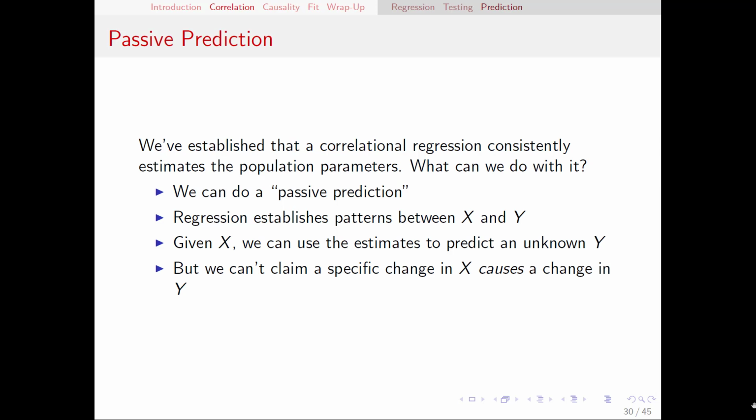What we cannot do is actually claim that a specific change in one of our explanatory variables is actually going to cause a change in the dependent variable. All we're saying is that this tends to be the relationship. We're not making any claim about why that is, or making any claim about causality.